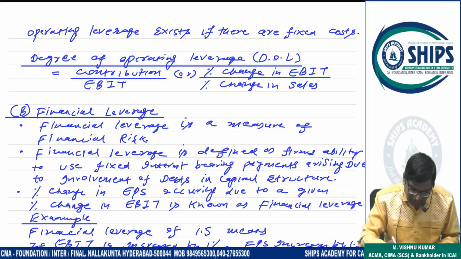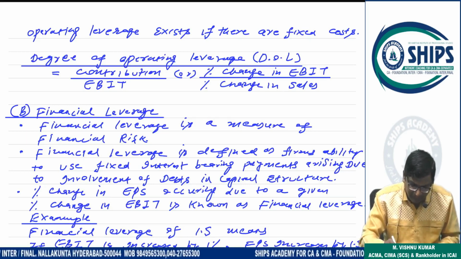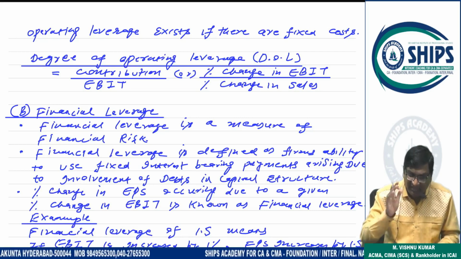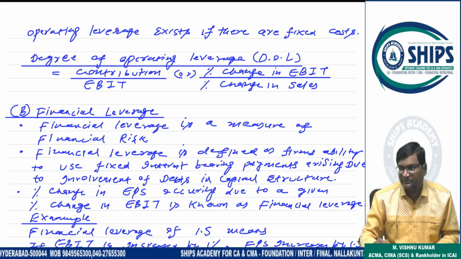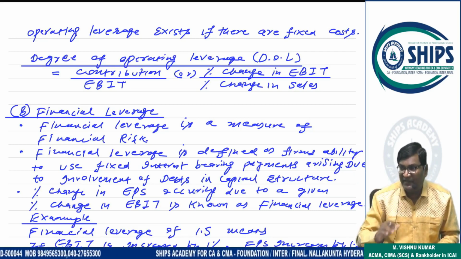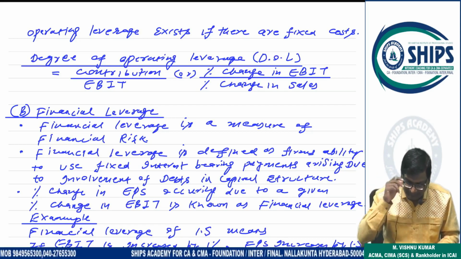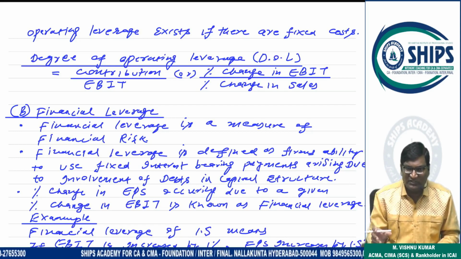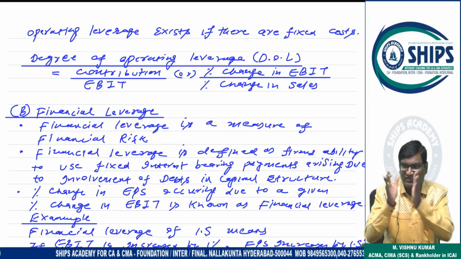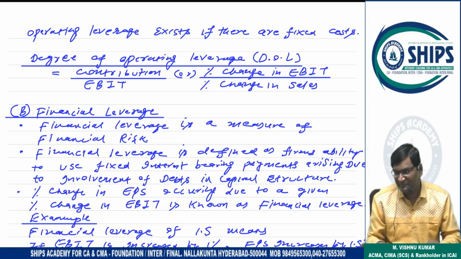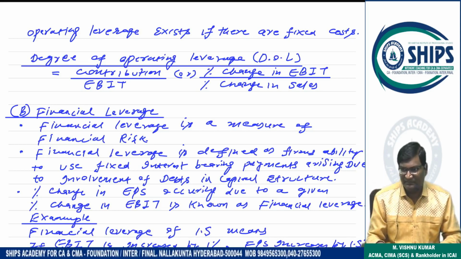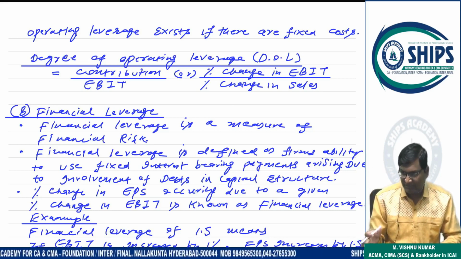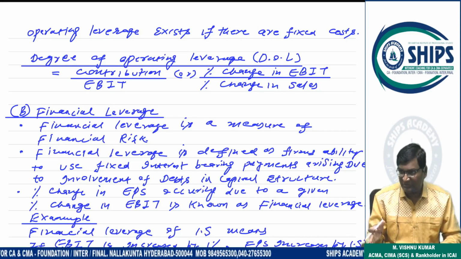Now why is the percentage change in EBIT divided by percentage change in sale formula used? This particular formula will be used when we have different situations. When does a change come? When there is only one situation, change will not come. When two situations are there, change will come. When there are two situations: existing and proposed, present and proposed.